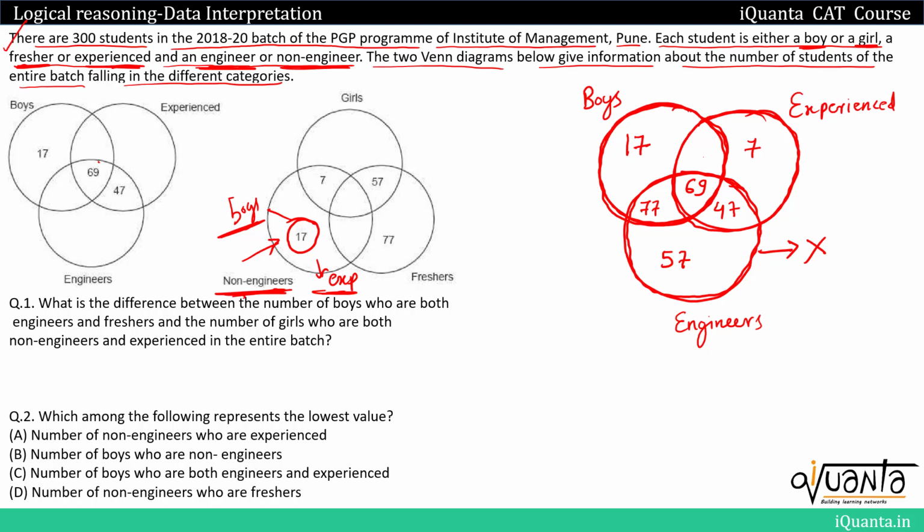So boys and experience, this is the common area, and we are talking about non-engineers, and yes, this region is lying outside the set of engineers. So that means this 17 will come over here. This is representing boys, experienced and non-engineers. So our Venn diagram is complete.